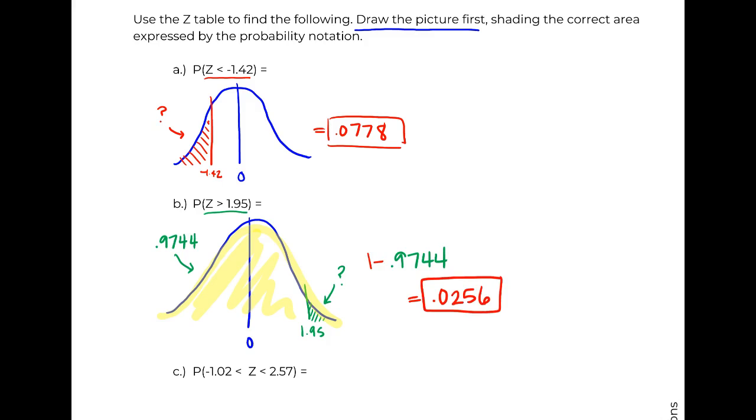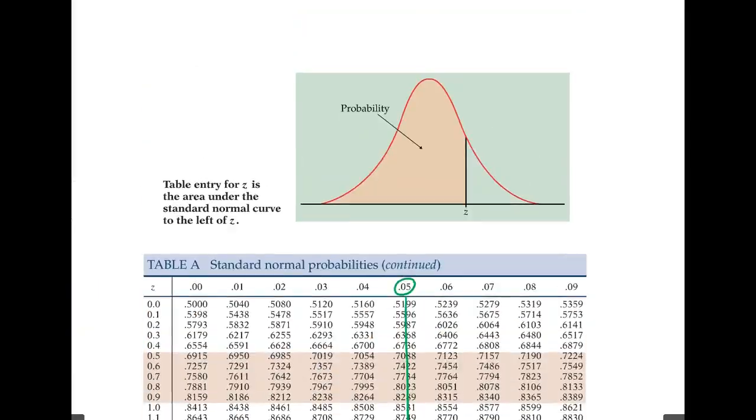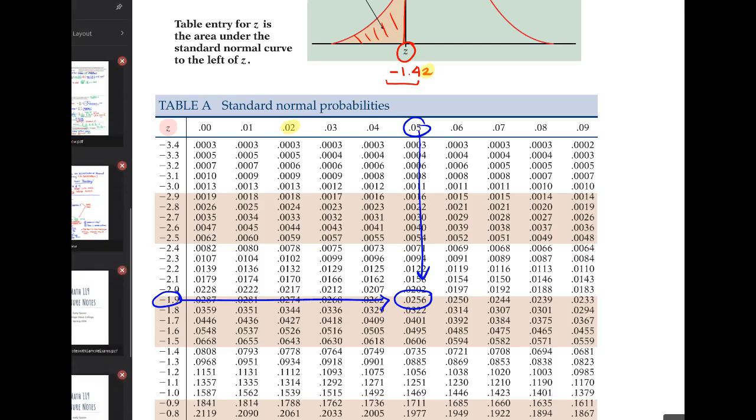So that's one option: look up whatever you're looking for and then subtract from 1 if necessary. The other option is you could just look up negative 1.95, because since this thing is symmetric, being above positive 1.95 is the same thing as being below negative 1.95. So that's a shortcut if you want to think of it that way. If we looked up negative 1.95, that takes us directly to that 0.0256 without having to do the 1 minus. It's up to you which way you prefer, but either way works.